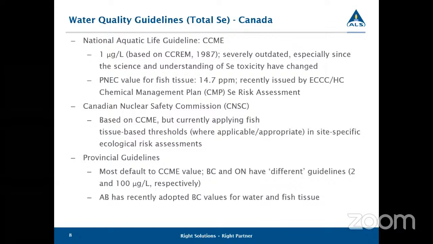My first regulation slide here is just showing some total selenium guidelines currently in Canada. We have a National Aquatic Life Guideline of 1 microgram per liter. This is somewhat outdated because our understanding has changed recently. There is a fish tissue regulation at 14.7 parts per million. There's a few others. The CNSC has their own guidelines, and provincial guidelines are changing rapidly. Currently, we have BC and Ontario with 2 different ones, 2 micrograms and 100 micrograms recently, and another province has adopted British Columbia values.